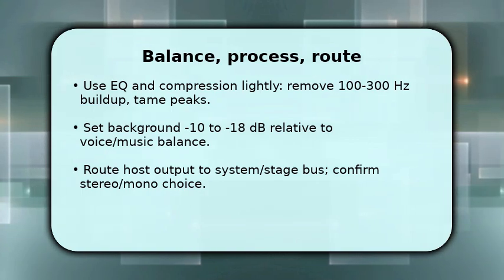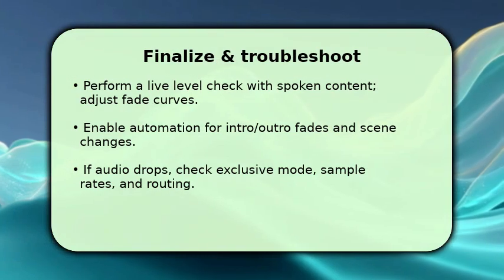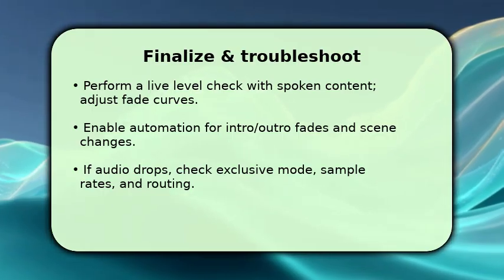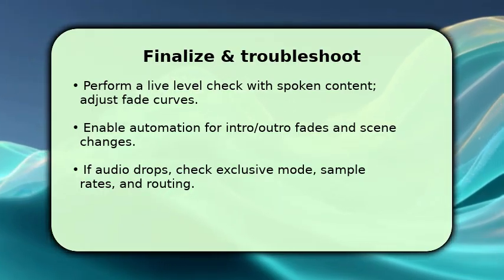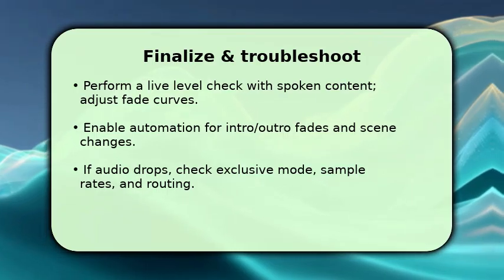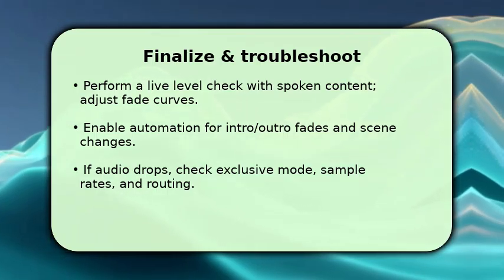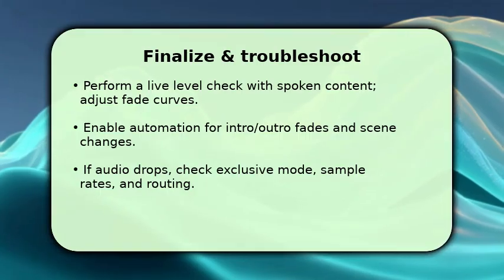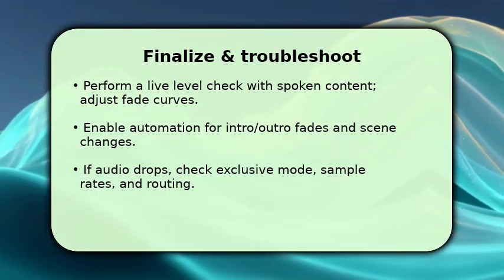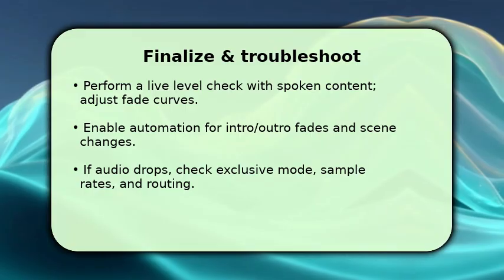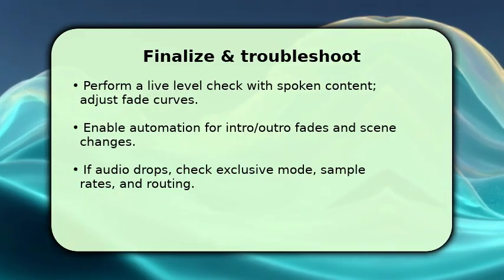Mismatches alter perceived level. Finish by testing the mix with real speech so you hear interactions. Perform level checks and adjust fade curves for natural entrances and exits. Automate volume changes for scene shifts and add a subtle high pass on voice tracks if muddiness appears. Once everything is set, record or stream and monitor live meters for clipping.